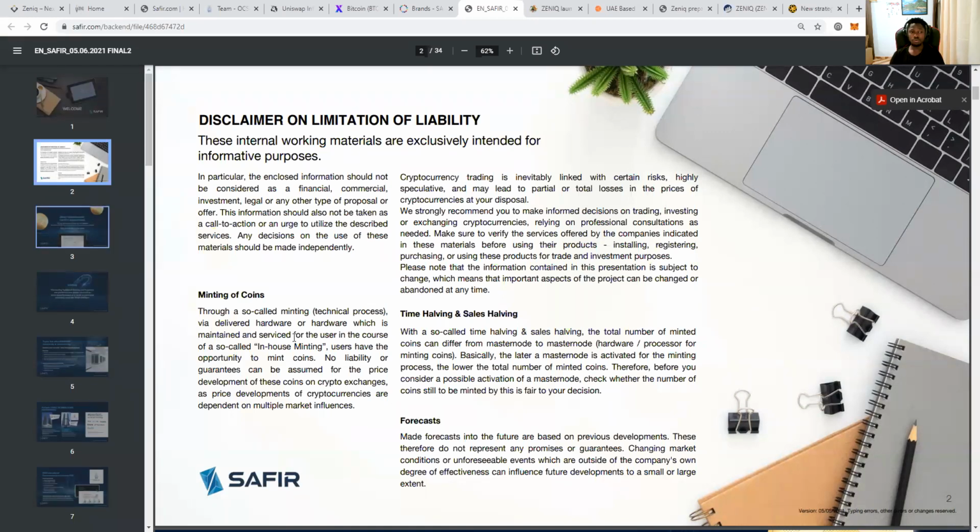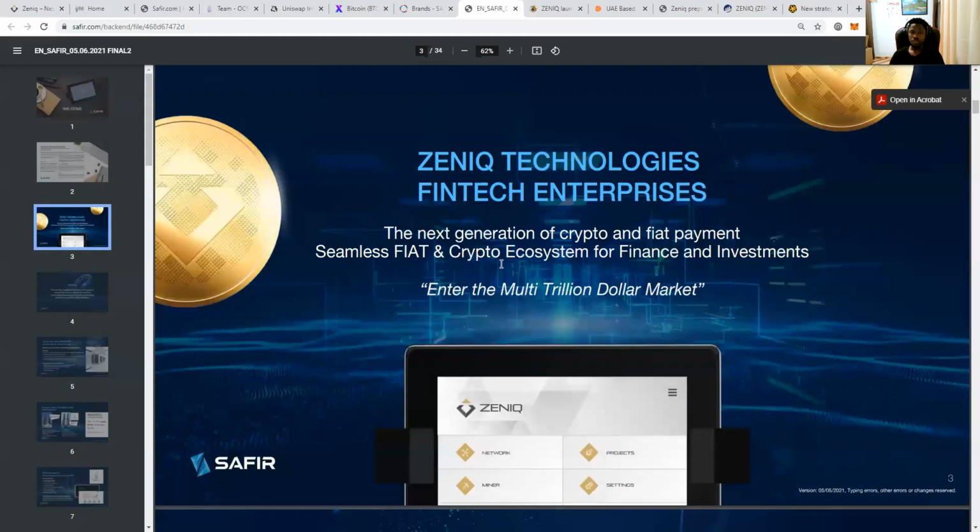Now, going forward, we are talking about Zeniq Technologies as a fintech enterprise, because the project you are looking at is the Zeniq blockchain. I believe most of us by now already know what we mean by fintech. It's basically financial technology. So Zeniq is trying to venture into a market space that is worth trillions. And what market space are we talking about? We will come to understand this particular market space and see how the potential of this market is for each and every individual.